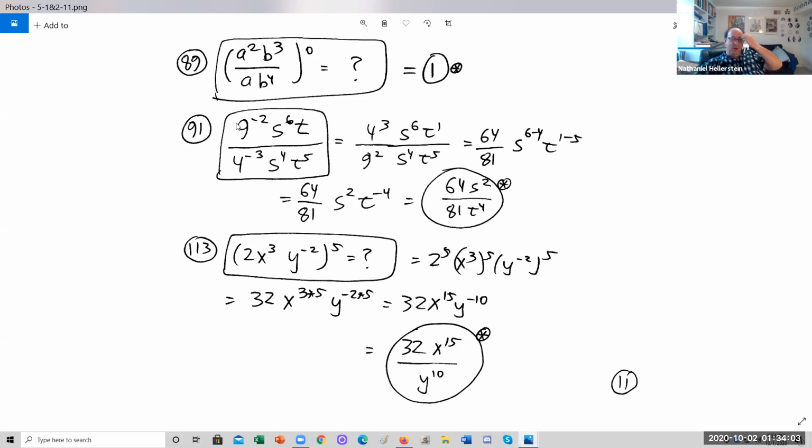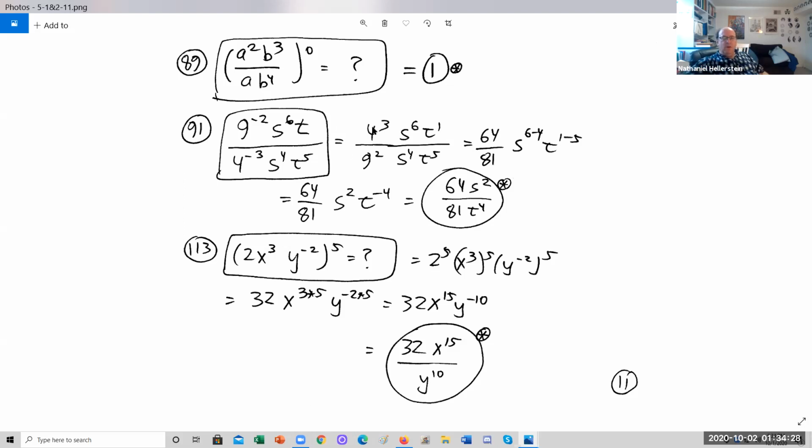Here we have 9 to the negative 2, x to the s to the 6th t, over 4 to the negative 3, s to the 4th t to the 5th. Okay, these negative powers swap: from 9 to the negative 2 in the numerator to 9 squared in the denominator, 4 to the negative 3 in the denominator to 4 to the 3 in the numerator. This t we'll write as t to the first.